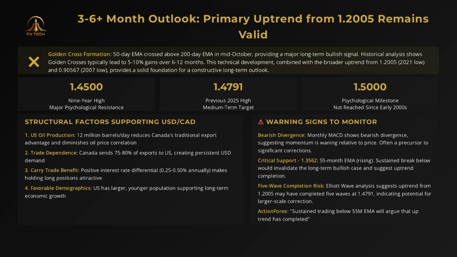However, warning signs include bearish MACD divergence on the monthly chart and the risk that the 5-wave structure from 1.2005 completed at 1.4791. The critical long-term support is 1.3562, the 55-month EMA. Sustained trading below this level would invalidate the bullish case.